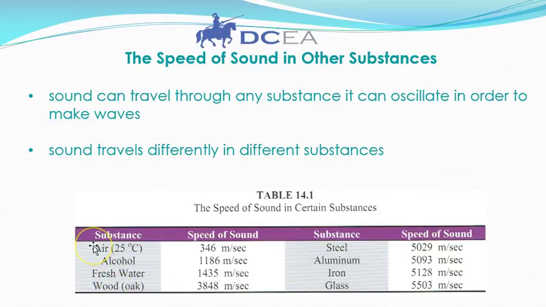We have air, which is a gas, and it travels at the speed of sound, 346 meters per second. Take a look at steel. Steel, the speed of sound is 5,029 meters per second. Water is 1,435 meters per second. Glass, which is the highest on this chart, is 5,503 meters per second.